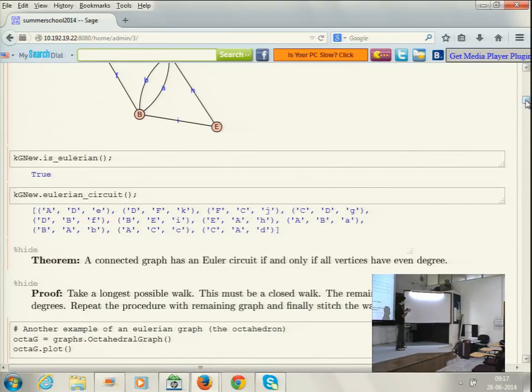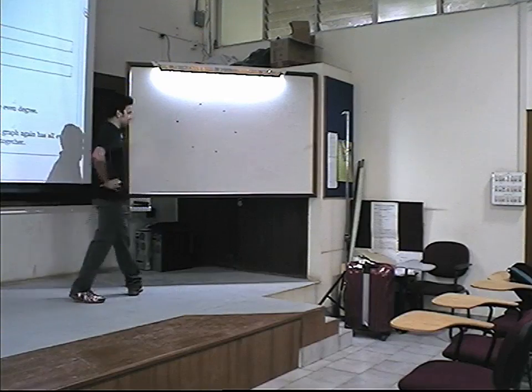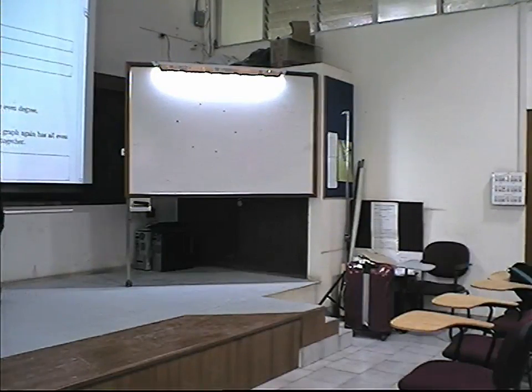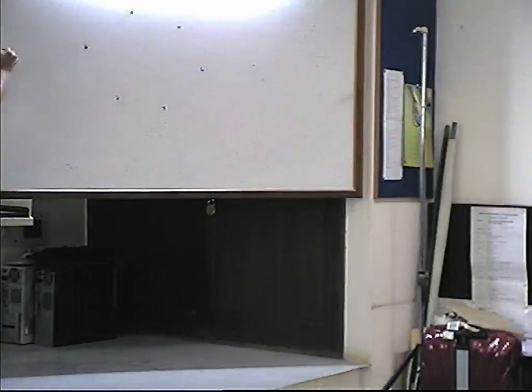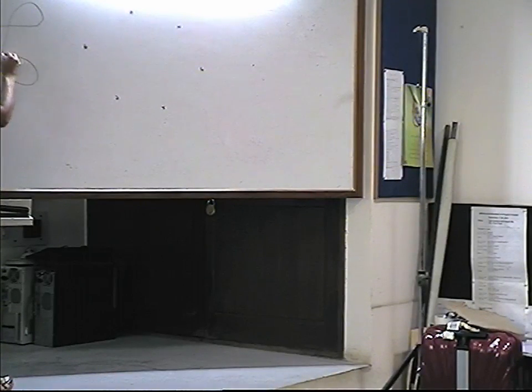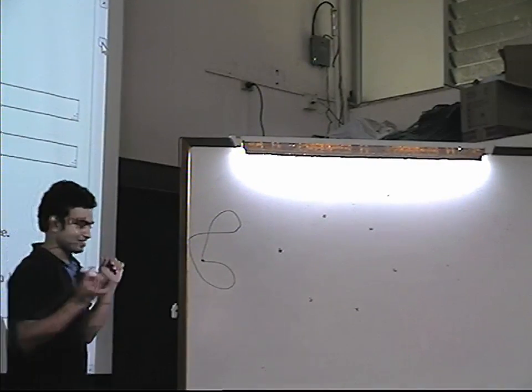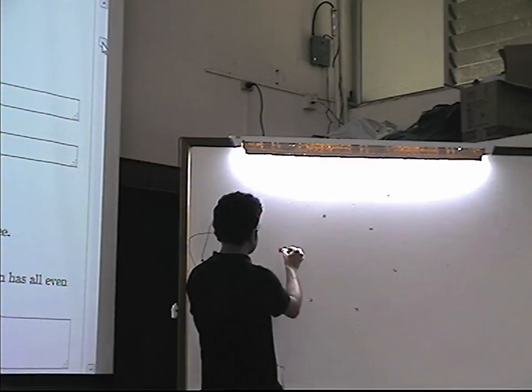So now you have a graph where we know every vertex degree is even, and we want to find a circuit that covers all edges, something like this, and does not repeat any edge. So okay, we attack it in steps. Every vertex degree is even.